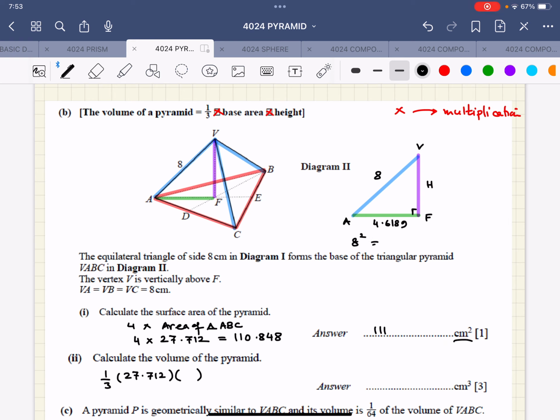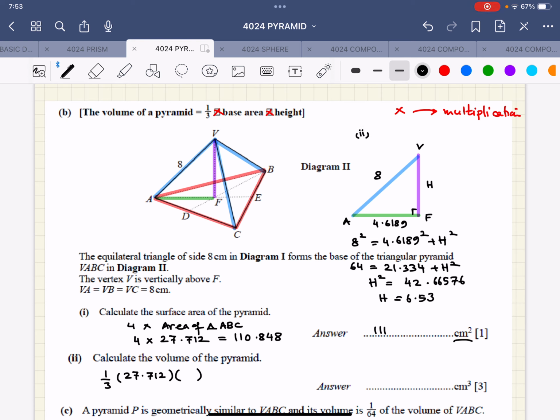So 8 square is 4.6189 square plus h square. Therefore 64 and 4.6189 square, that is 21.334. 21.334 plus h square. H square is 64 minus 21.334, that is 42.66576. Let me take the square root of the answer. So h is 6.53. This is the working for part 2.